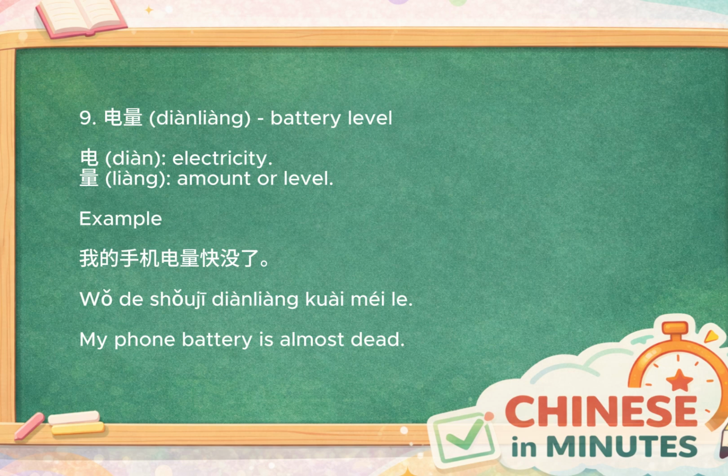Now let's learn 电量, which means battery level. The character 电 means electricity, and 量 means amount or level. Together, the literal meaning is the amount of electricity. In modern Chinese, it almost always refers to the remaining battery level of an electronic device. Here's an example. 我的手机电量快没了。My phone battery is almost dead. If you use your phone every day, you'll definitely hear this word often.